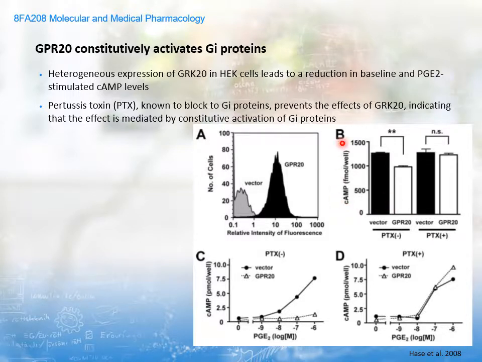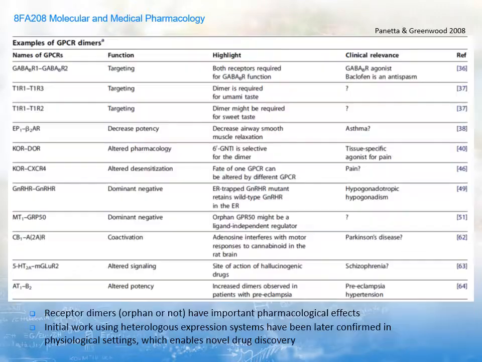So in this case, you have a GPR20 that is an orphan GPCR that is constitutively activating Gi proteins that lead to the reduction of cyclic AMP. No ligand, yet GPR20 has a function. And this is the last example I wanted to do today.